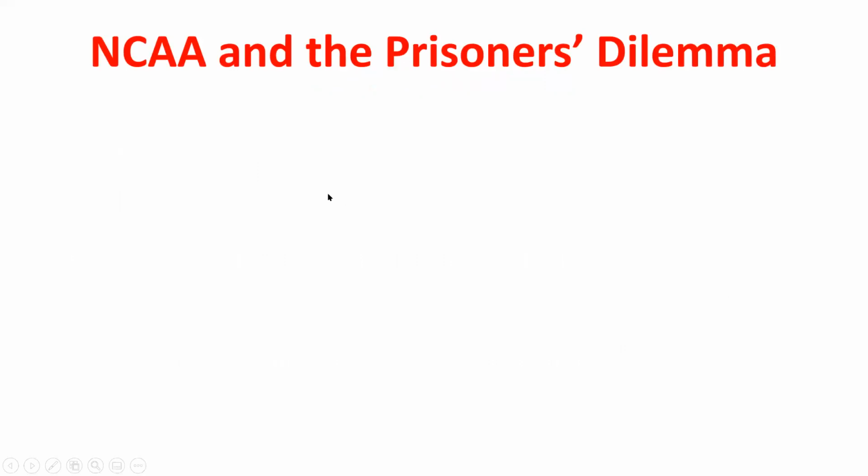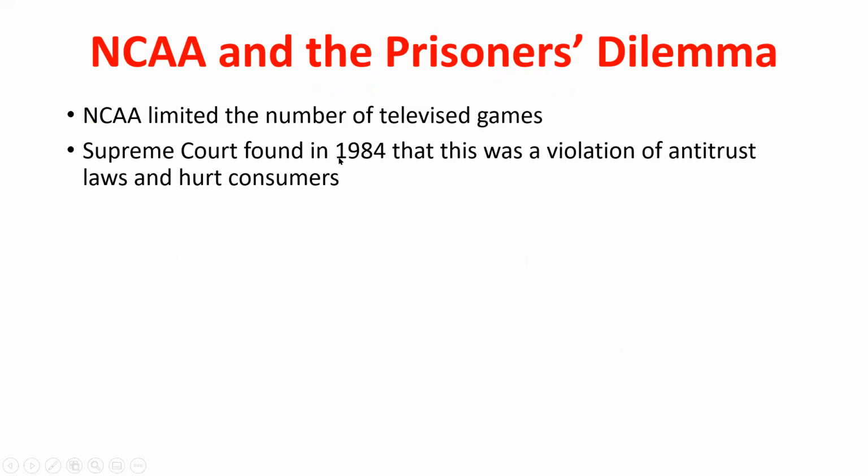So when you think about how this might cause some problems, if we think about the NCAA, we have a pretty good example of a prisoner's dilemma. A good example of this is a court case in '84 that found that the NCAA was violating antitrust laws in the way in which it televised games, right?